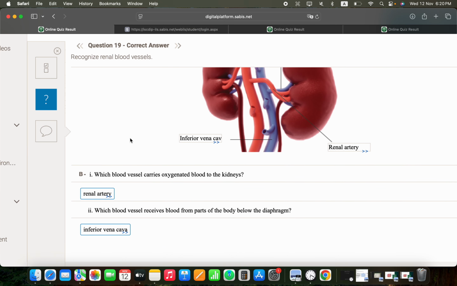Which blood vessel carries oxygenated blood to the kidneys? That's the renal artery. As we said before, arteries carry blood away from the heart, so when it's going to all the body systems, it's going to be the renal artery carrying it. Which blood vessel receives the blood from parts of the body below the diaphragm? It's the inferior vena cava.